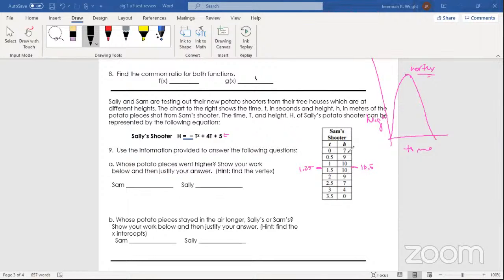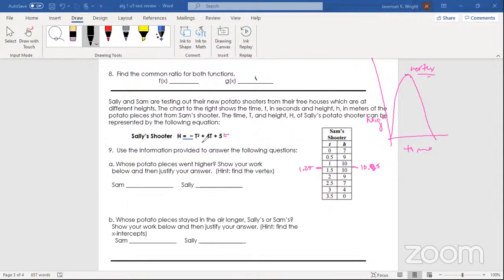7 to 9, 7 to 9 to 10. It could even be 10.25. So 7 to 9 to 10 to 10.25, back down to 10, 9, 7, 4, 0. And it's at 1.25 seconds because it's right in between 1 and 1.5 seconds. Okay. So this is going to be the vertex about that time. Because remember, it's just my guess. I didn't do math to figure that out. It's just an educated guess.